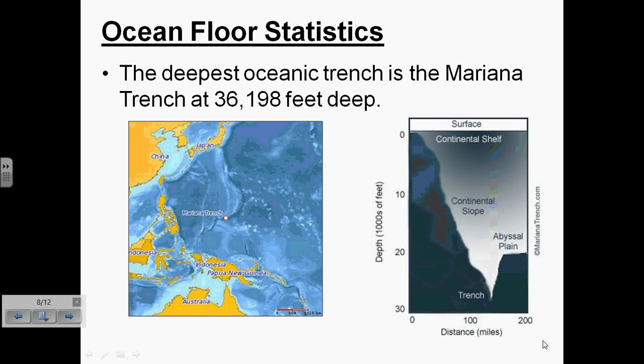And so let's talk about some of these ocean floor features. Now the deepest oceanic trench, which we understand a trench is kind of a deep area underwater, is the Mariana Trench. And the Mariana Trench extends 36,198 feet down. So that's pretty low down into the ocean.